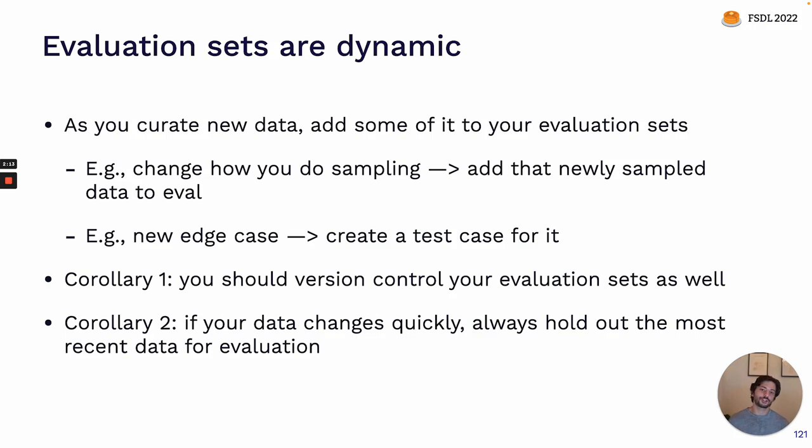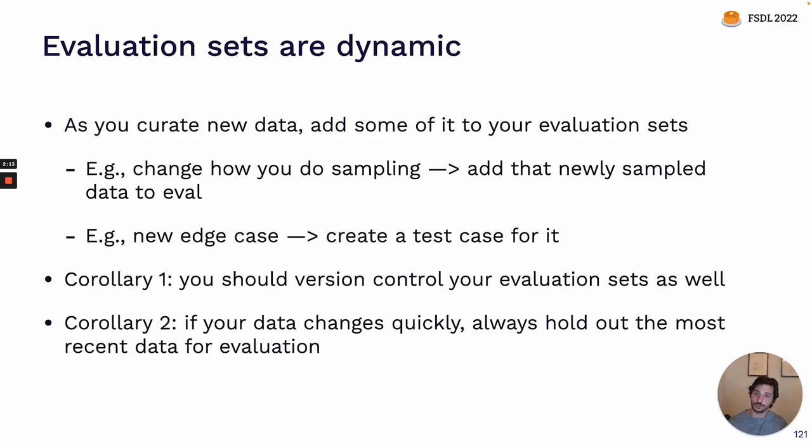In continual learning, just like how training sets are dynamic and change over time, evaluation sets are dynamic as well. As you curate new data, you should add some of it to your training sets, but also add some of it to your evaluation sets. For example, if you change how you do sampling, you might want to add some of that newly sampled data to your eval set as well to make sure that your eval set represents that new sampling strategy.